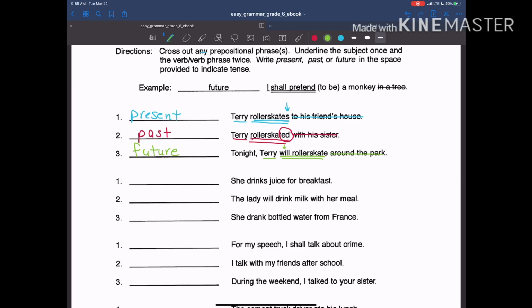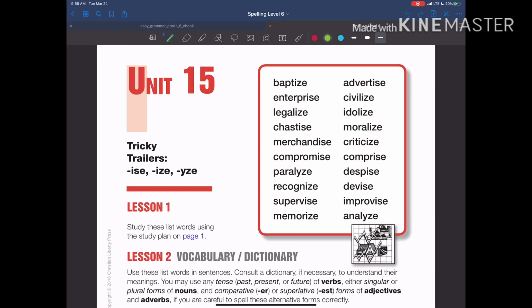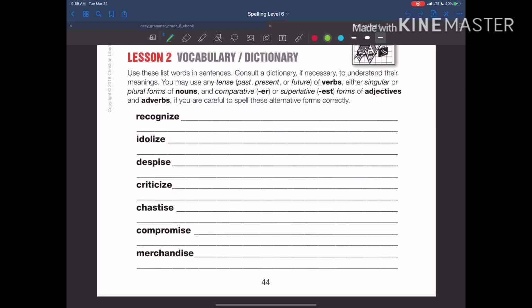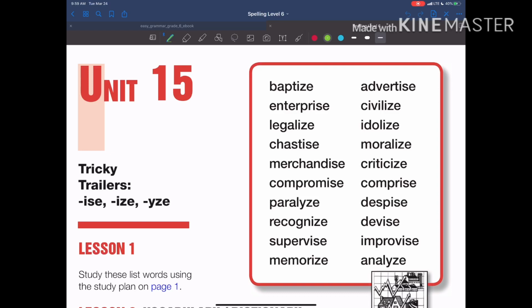Okay, before we finish, I'd like to go to our spelling. We have lesson unit 15. That is our work for this week. Okay? Yes, this is our work for this week. Okay, so we're looking at tricky trailers is what they're calling it. Ize and ise. Okay, so it's going to be important to know which one of these suffixes comes at the end of the word. Okay, our first word here is baptize.